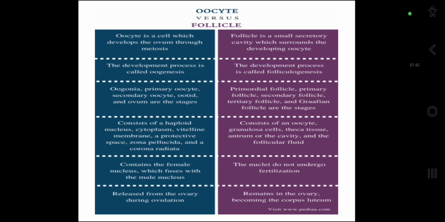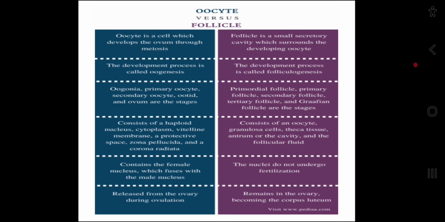Follicle secretory cavity surrounds the developing oocyte. The developmental process of these follicular cells is called folliculogenesis. This folliculogenesis involves primordial follicle developing into primary, secondary, then tertiary follicle, and lastly Graafian or preovulatory follicle. A follicle consists of oocytes and surrounding cells. These surrounding cells consist of granulosa cells, theca cells, and an antrum cavity filled with follicular fluid.